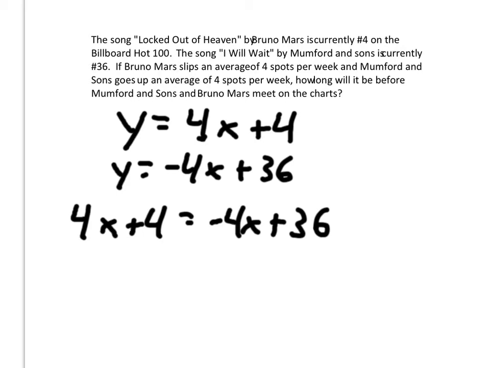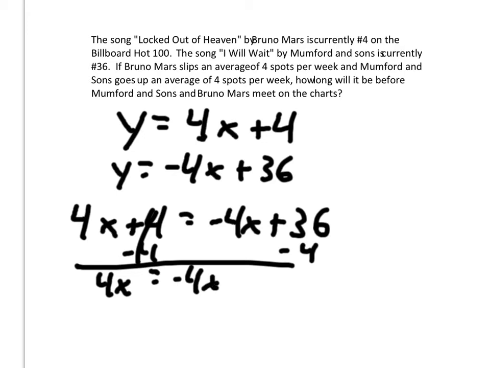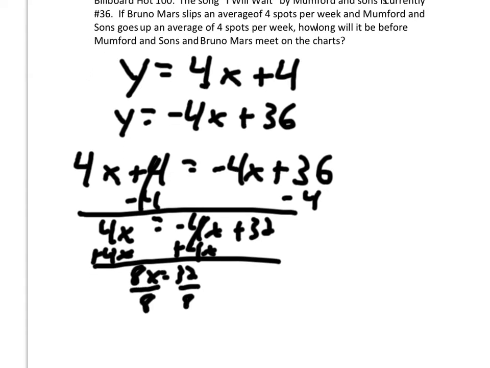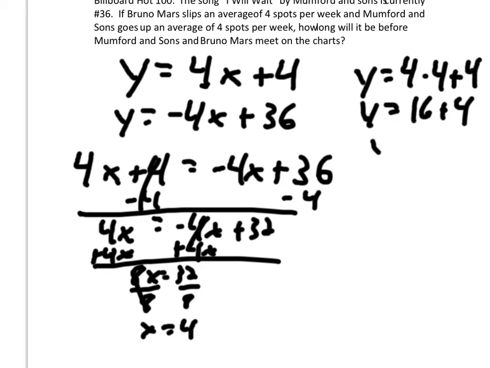Okay, so now we're going to solve this equation, and we're going to subtract 4 from both sides. It's going to give us 4x equals -4x plus 32. Then we're going to add 4x to each side and get 8x equals 32. And then we're going to divide by 8. And we're going to get x equals 4. Okay? Now once we got x equals 4, to solve for y, we need to plug that in to the other equation. So we're going to put y equals 4 times, and instead of x, we're going to put 4, plus 4. So y equals 16 plus 4, and y equals 20.